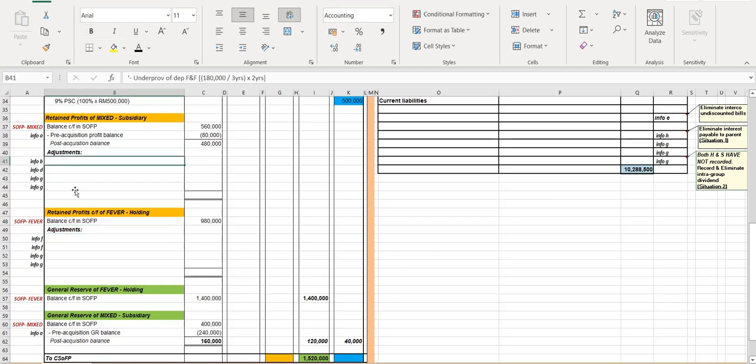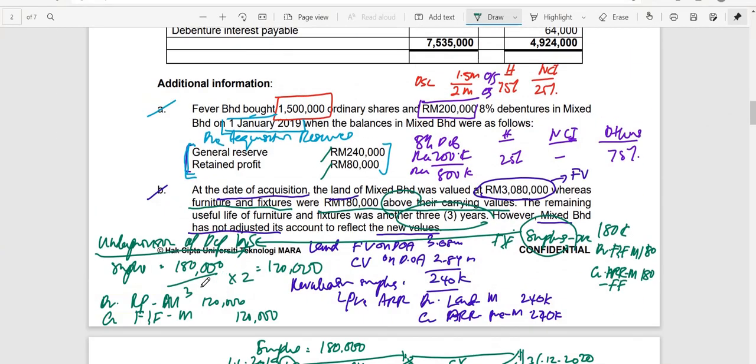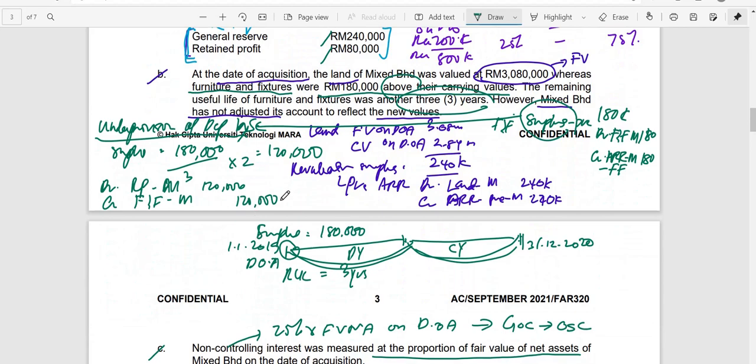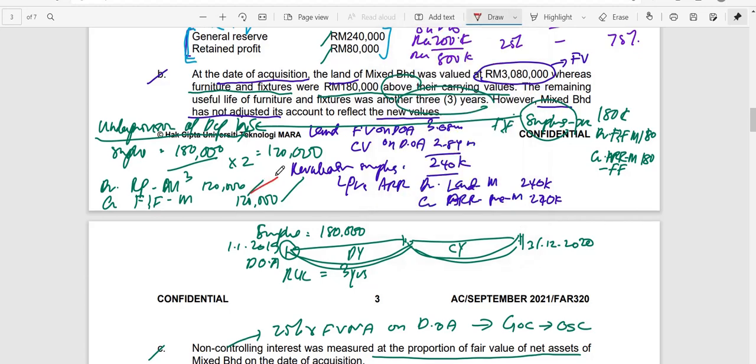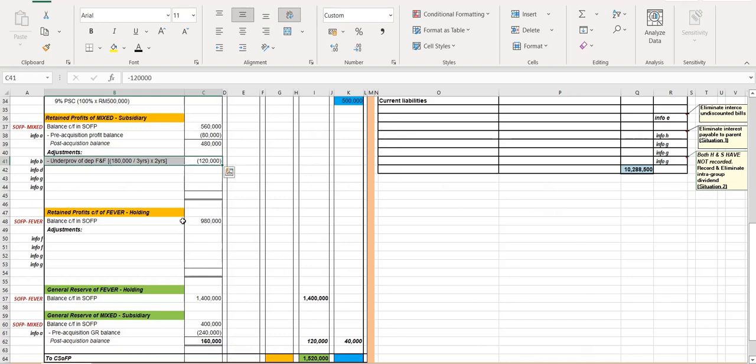We start off with the information that was given. Remember when we were doing information B relating to the under provision of depreciation. We debit the retained profit of the subsidiary here. This one for the under provision, this one. So let me use a different color. Okay, this. When you debit to the retained profit, that will be reflected here. So it has been removed.